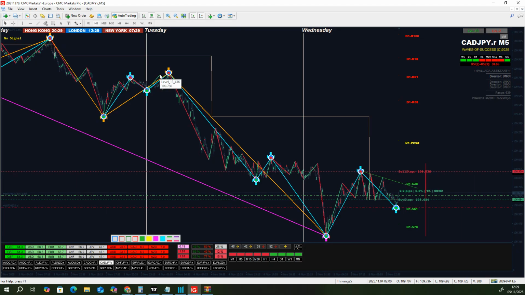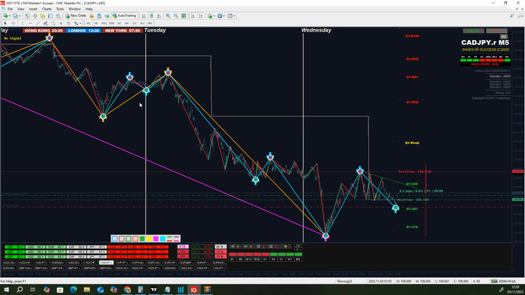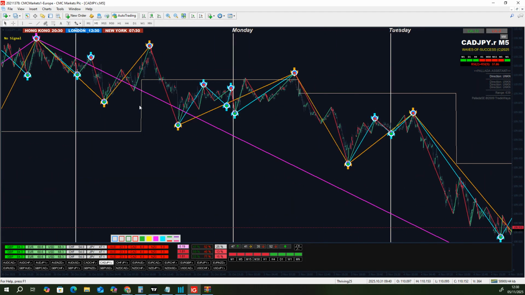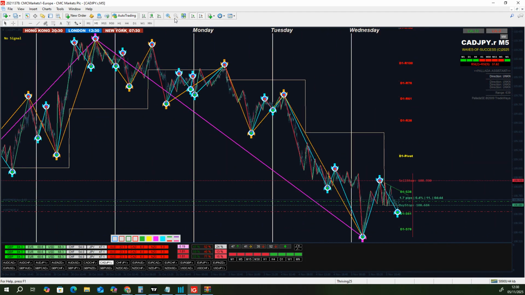So we had 1 and 2. That confirms that at the low here, the first pullback, when it is taken out, that will be the beginning of a resumption of the major trend, which is the magenta line.